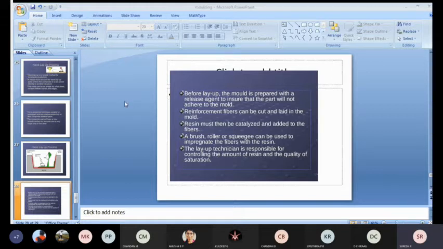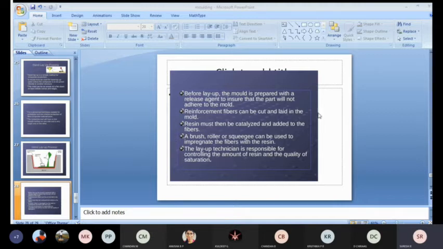The reinforcement fibers can be cut and laid in the mold. The reinforcement fibers may be long fibers or cut fibers. Initially it is laid on the mold. After that, the resin bath. The resin must then be catalyzed and added to the fibers. Once you pour the resin on the fibers, with the help of a brush we brush it throughout the fibers, or else we can use rollers to roll throughout the surface of the fiber and the resin. A brush or roller can be used to impregnate the fibers with the resin.